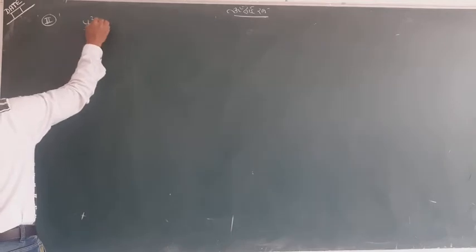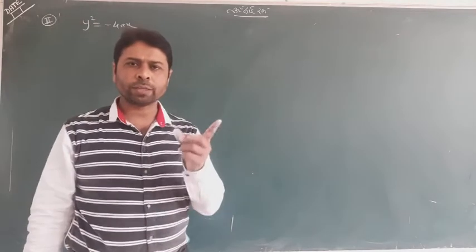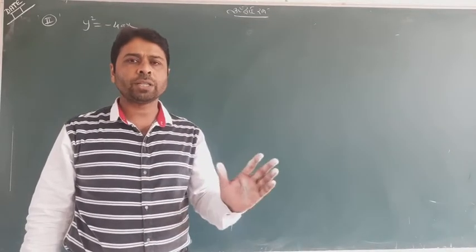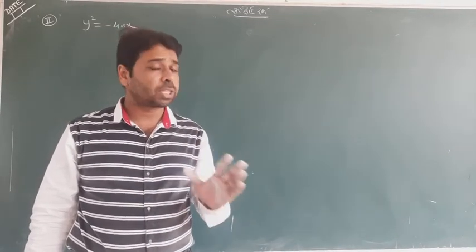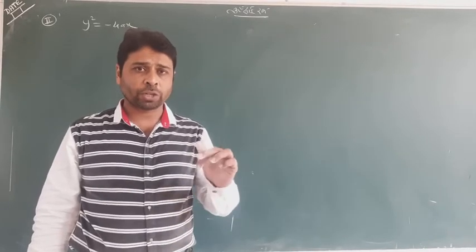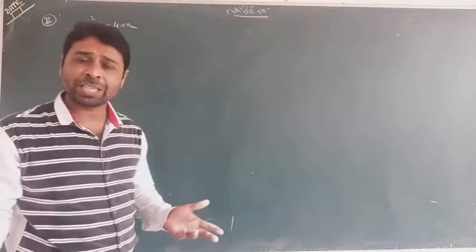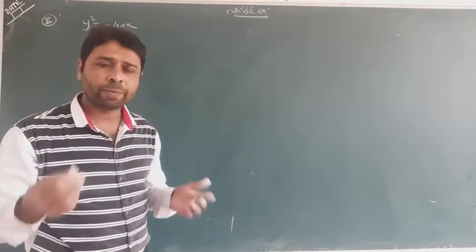Now look at the equation: y square equal to minus 4x. This time I have written the equation directly because now I'm not telling you the derivation by which I got it. Actually, the same thing will be obtained. PS equal to PM is the initial definition of the parabola. We will follow it and get the answer.